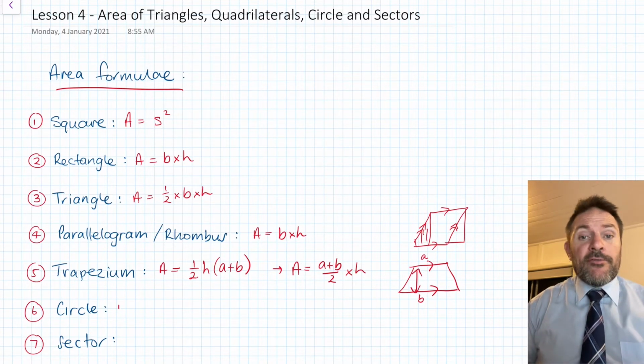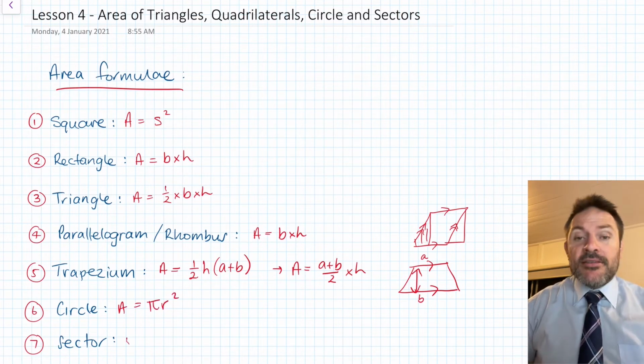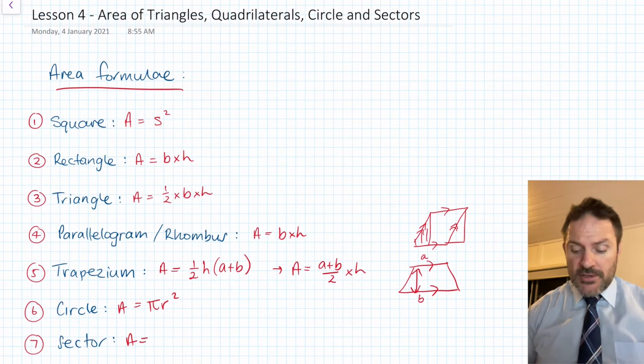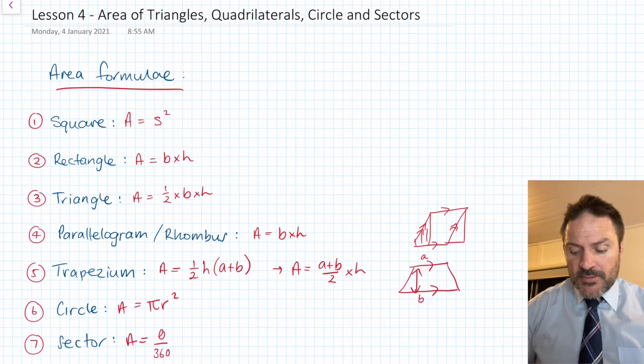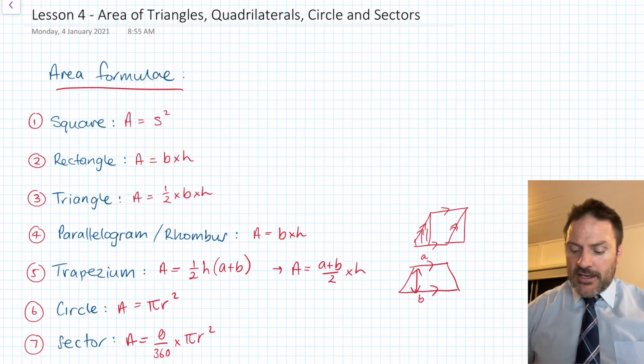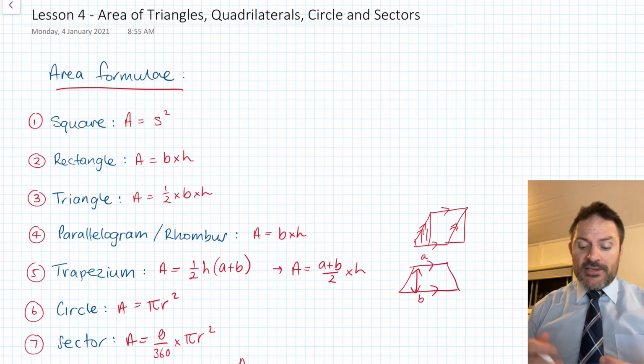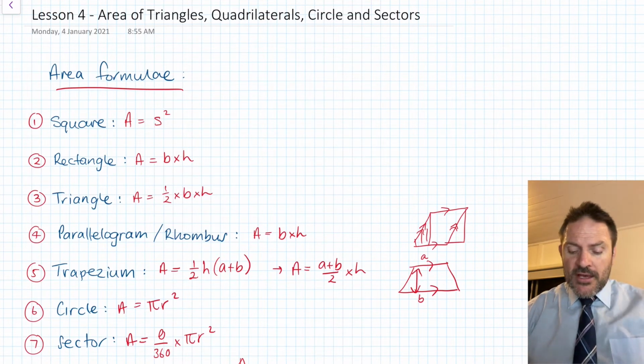Circle, by now you should know that from year 8, of course. We have pi r squared. A sector, which is a part of a circle, is theta over 360 times pi r squared. And then your kite is half times xy. Now remembering for a kite, you have adjacent sides are equal, and your x and your y are going to be those diagonal lines. So it's half times x times y.